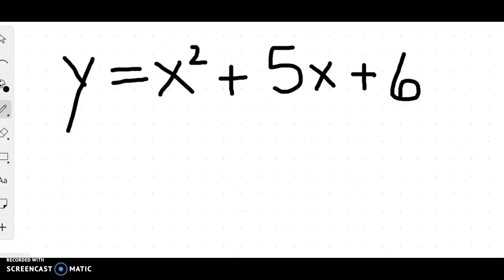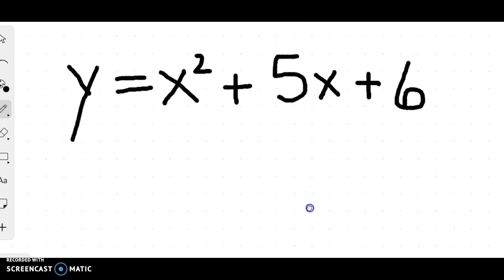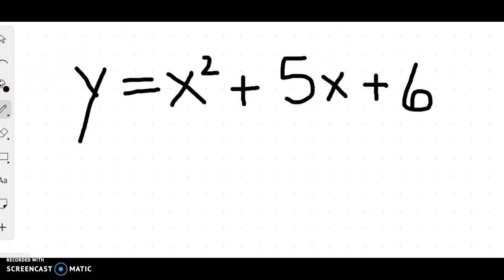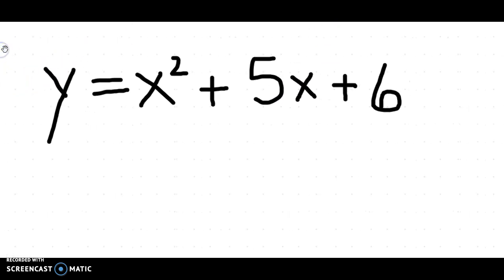Let's try something else. So now I have standard form. Got my y equals x squared plus 5x plus 6. Now the question is, what is x so that I can get y to be 0? So where y is 0, what would x be? So the first thing I need to do is factor this out here, right? So I can figure out when y is 0, what is x?